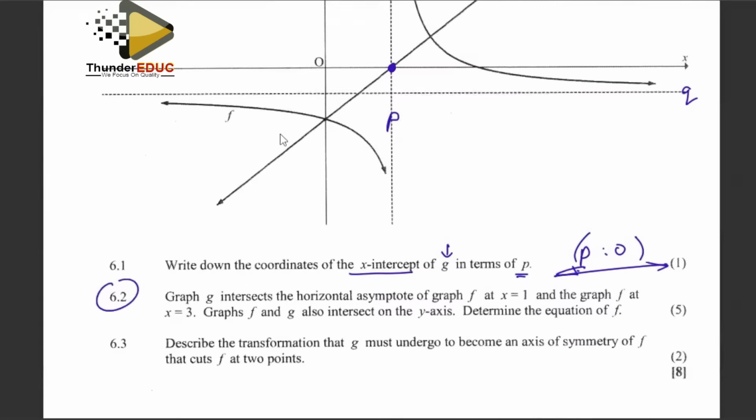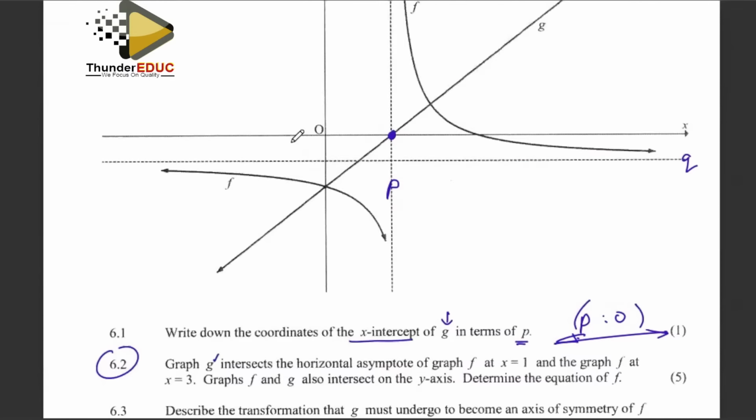All right, then 6.2, graph G intersects the horizontal at a point when x is 1. Okay, so at this point, we have a 1.